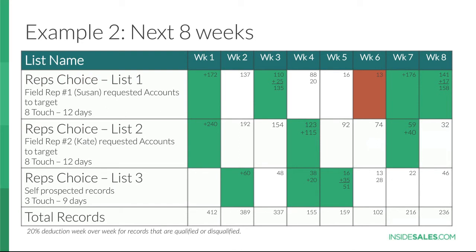And again, from a management perspective, or even just from a rep's perspective, when week 6 rolls around and I see I only have 13 records for Susan, that would be a good time to get a hold of Susan or Susan's manager and say, hey, I need some more work. That'd be great. Thanks.